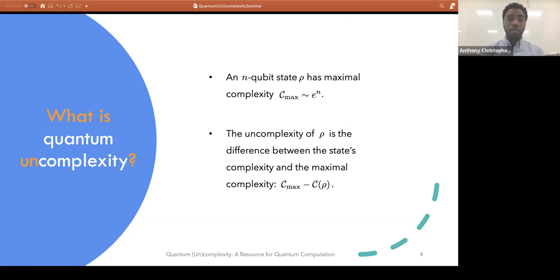So to give just a bit of intuition, in the case where we have a state with very low complexity, say the all-zero state, we define that as a state with zero complexity, then the difference between the maximal complexity and the state's complexity would simply be the maximal complexity. So in that sense, the all-zero state would have maximal uncomplexity because it is relatively low in complexity in comparison to other states.